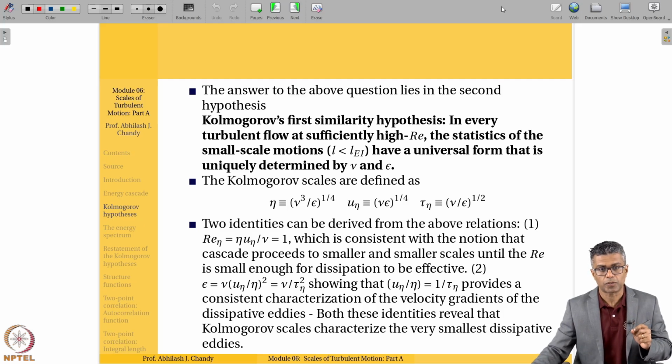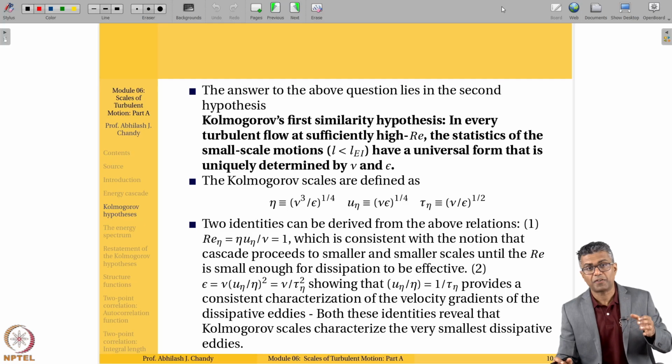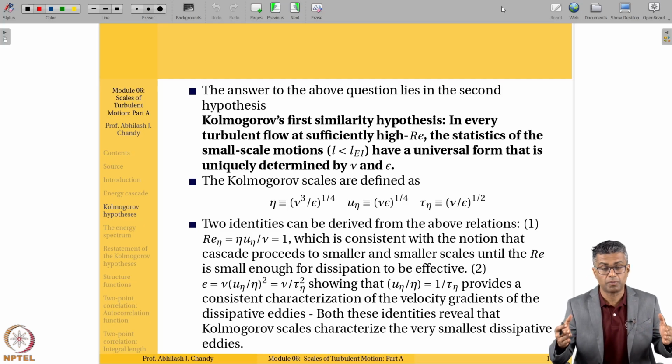It was as follows. In every turbulent flow, at sufficiently high Reynolds number, the statistics of the small scale motions have a universal form that is uniquely determined by nu and epsilon. So we are talking about the small scale motions, meaning l less than l_EI. So not the anisotropic large scales. These are everything that is less than that demarcation length scale, which we assumed is 1/6 L0. So now everything less than that, we are saying it.